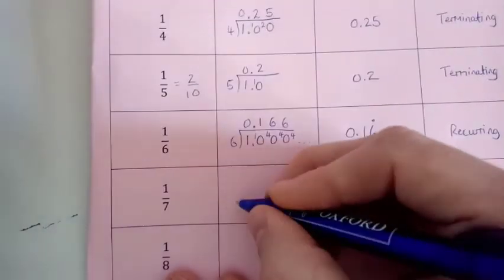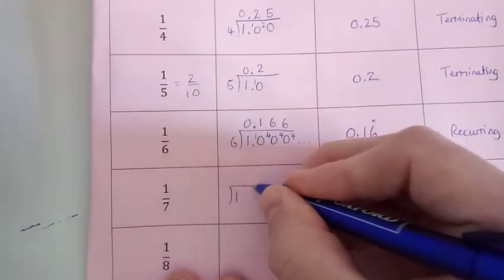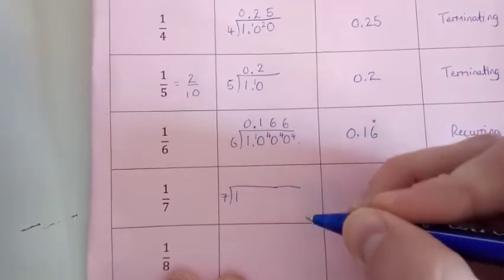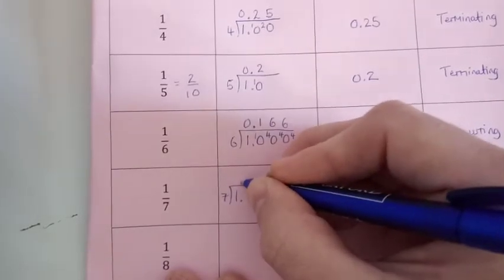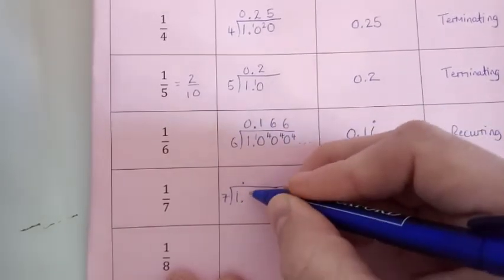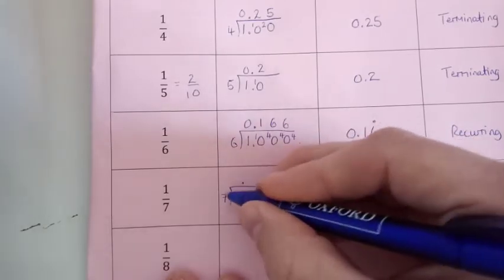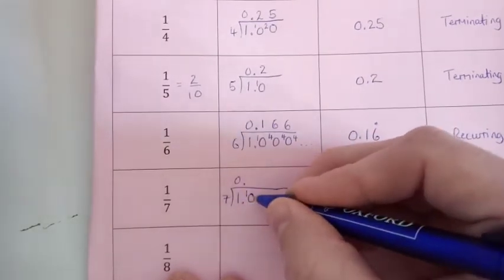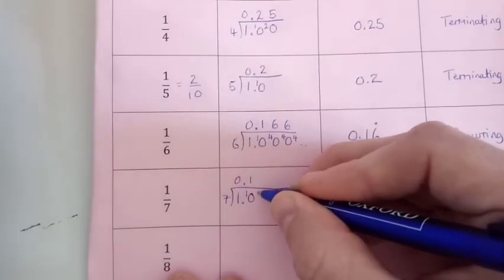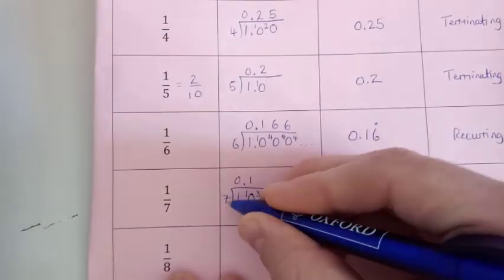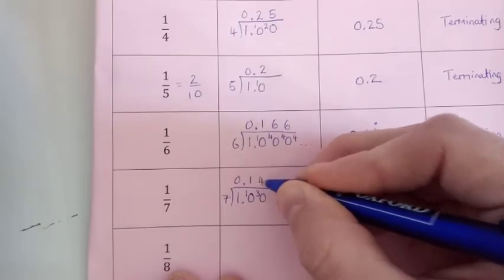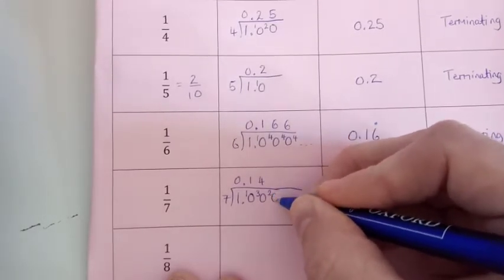Okay, 1/7. 1 divided by 7. Now I know from past experience this is quite a long one. Okay, but just keep going with it. So make it 1.0 first. How many 7's going into 1? None. 1 goes there. How many 7's going into 10? 1, with 3 remaining. How many 7's going into 30? Well, 4 7's are 28. So we've got 2 remaining.